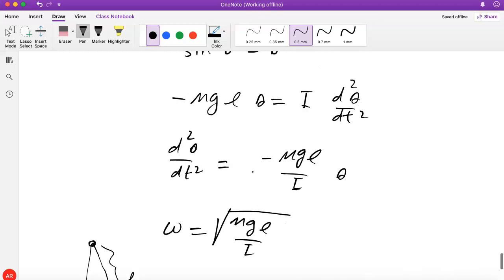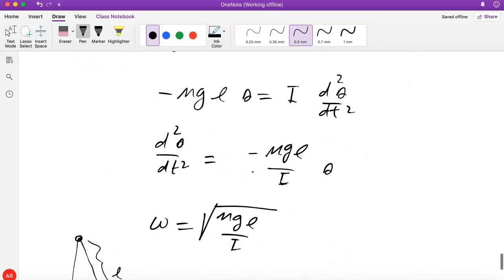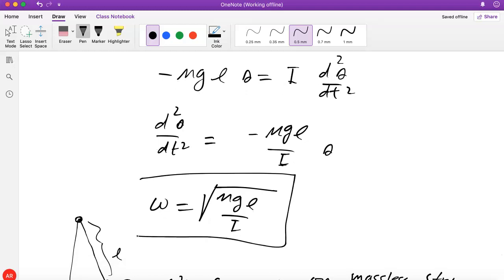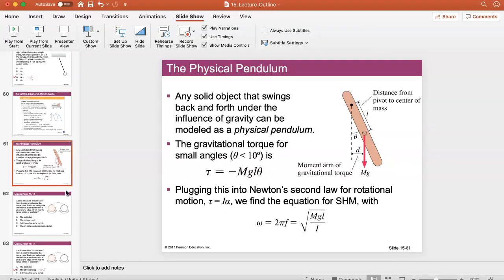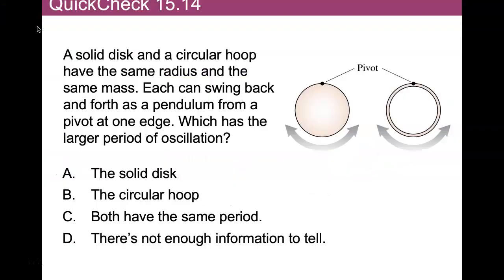That was a special case of this more general physical pendulum. All right, so let's take a look at one quick question here. Take a few seconds, think about it, and then we come back and discuss it together. So we have a solid disk and a circular loop. They have the same radius and the same mass. They're pivoted at a point at the top, and they can oscillate there. So we want to see which one has the larger period of oscillation.